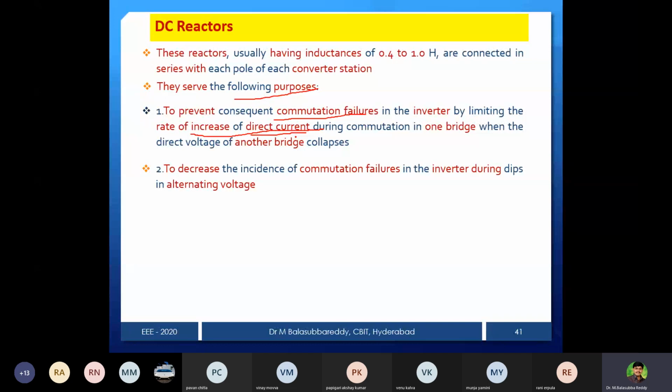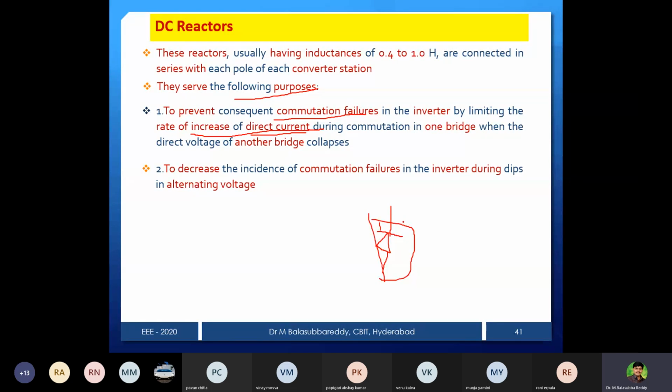Another one, the second one, is to decrease the incidence of commutation failure in the inverter during dips in the alternating voltage. So this also we can see in the inverter station, where there is a rectifier station on this side.